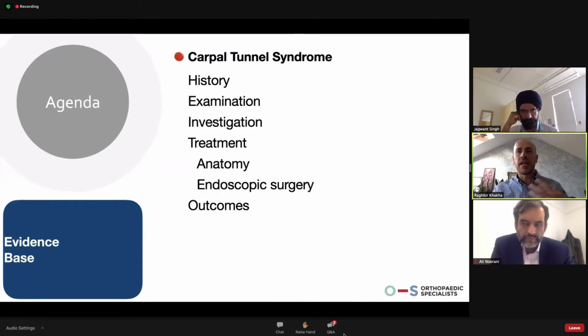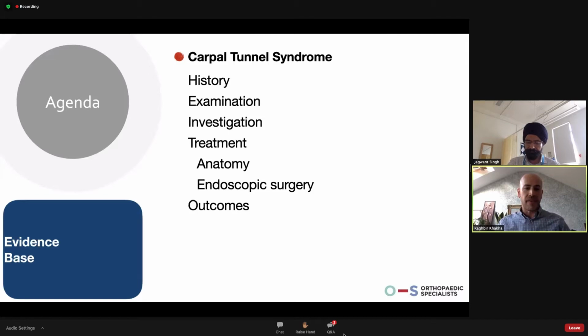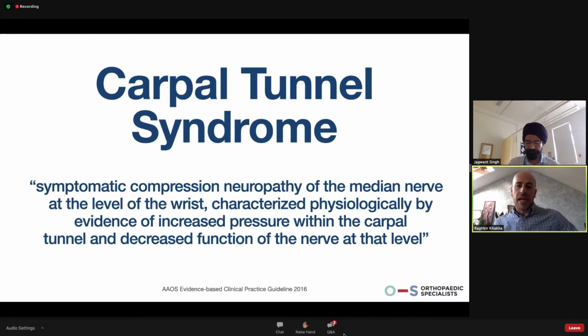what I tend to do personally, but also give you some of the evidence basis for that as well. So hopefully what we'll be covering is a little bit about the history, examination, investigation, treatment, a little bit on the anatomy, alternative surgical options such as endoscopic surgery, as well as looking at some of the anticipated outcomes.